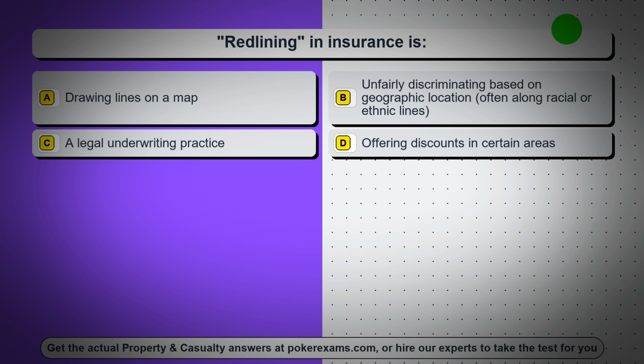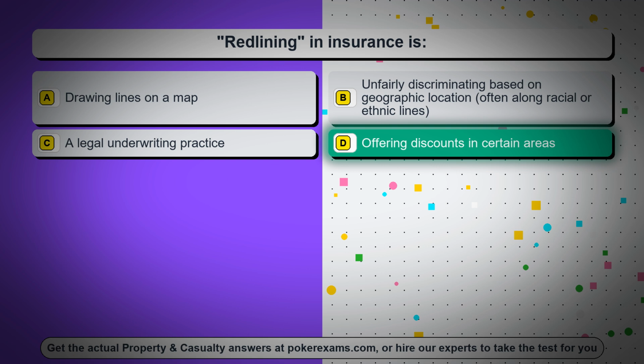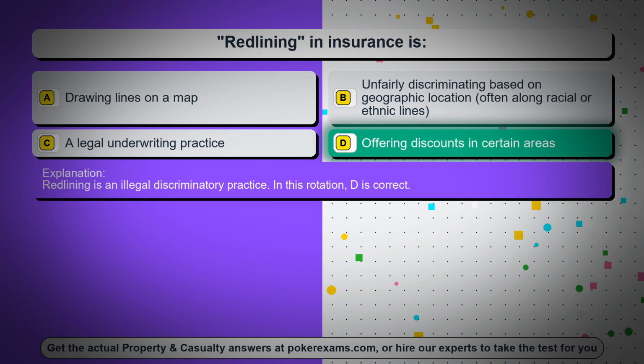Question 81. Redlining in insurance. Option A, drawing lines on a map. Option B, unfairly discriminating based on geographic location, often along racial or ethnic lines. Option C, illegal underwriting practice. Option D, offering discounts in certain areas. The correct answer is option D, offering discounts in certain areas. Redlining is an illegal discriminatory practice. In this rotation, D is correct.